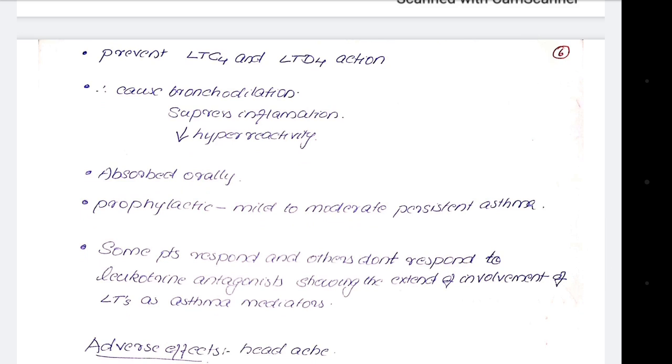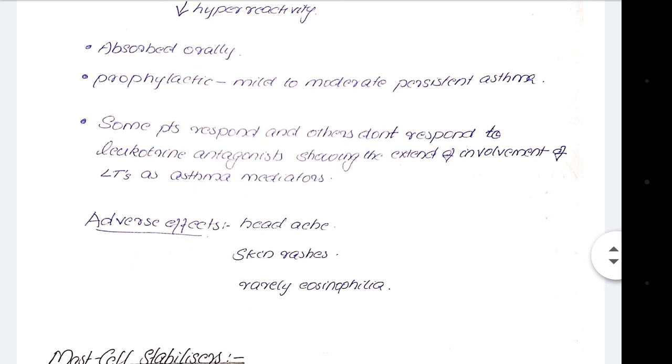Now, some patients may respond very much to this leukotriene antagonist, and some patients may not respond to it. This shows the involvement of leukotrienes in asthma, leukotriene as an asthmatic mediator. Its adverse effects include headache, skin rashes, and rarely eosinophilia.